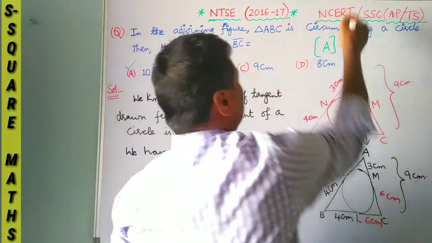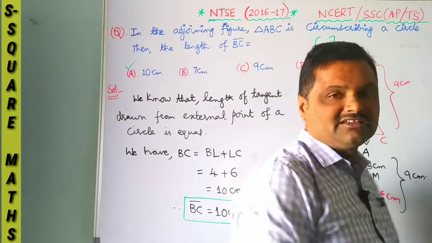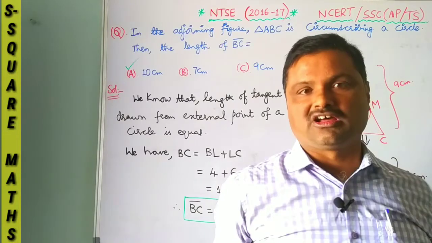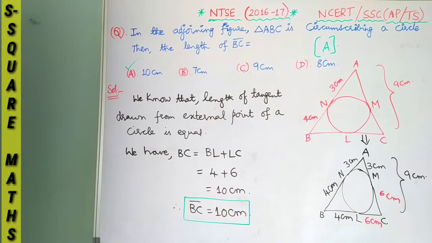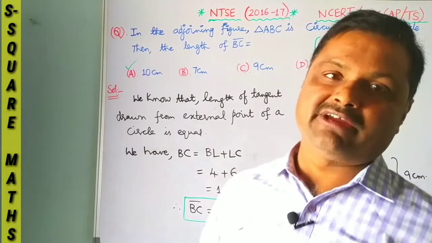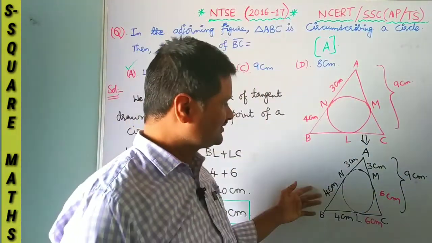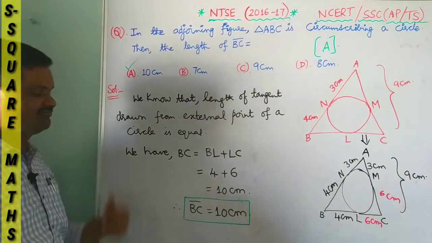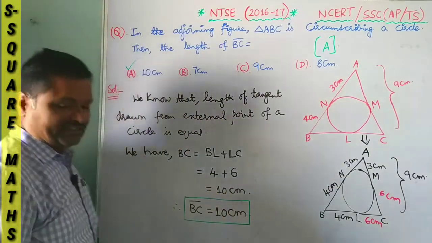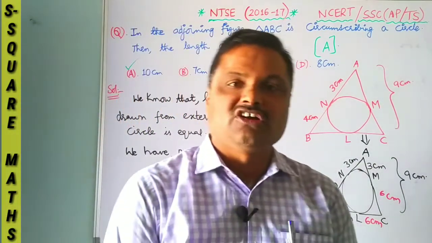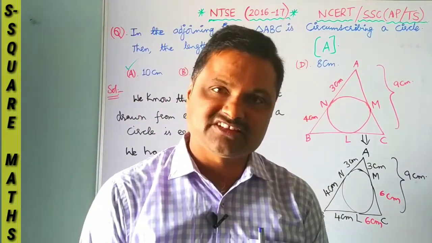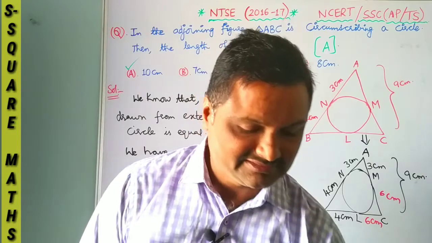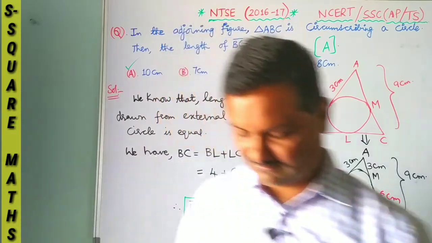And it is also meant for NCERT SSC for the students of AP and TS. This is the question, this is the diagram given, and from the main diagram I have gone through this diagram. I have obtained the value of BC. So in this way we can overcome the questions of competitive examinations, various Olympiads, once you have a look.